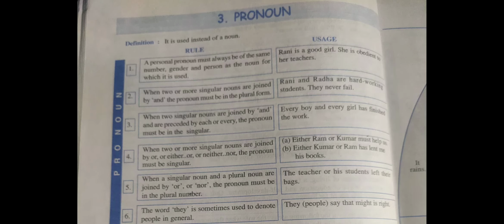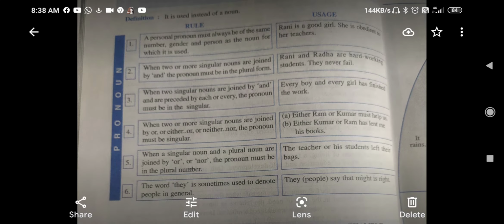Rule 3. When 2 singular nouns joined by and are preceded by each or every, the pronoun must be in singular. If they are joined by and, but there is also every or each, at that time we have to write singular. You have to remember this one for all. Every boy and every girl has finished, not have finished. It is singular, it is not plural.